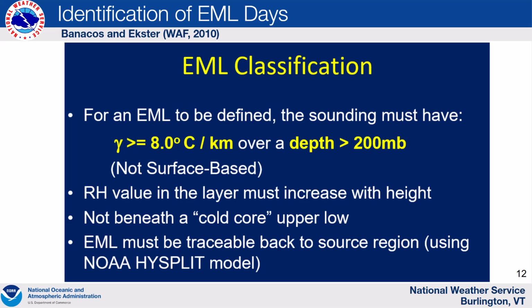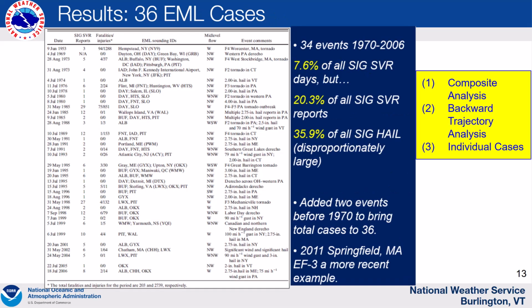Lastly, the EML had to be traceable back to an elevated terrain source region, and we did that using the NOAA HYSPLIT model. The lapse rate criteria are somewhat arbitrary, but we arrived at this through trial and error and visualizing each sounding to see what would be reasonable and unambiguous. We believe that marginal or questionable EML events were eliminated from consideration based on these criteria. In doing this in our study, 34 EML events were found from 1970 through 2006, and we added 2 other known cases from before 1970 based on prior studies.